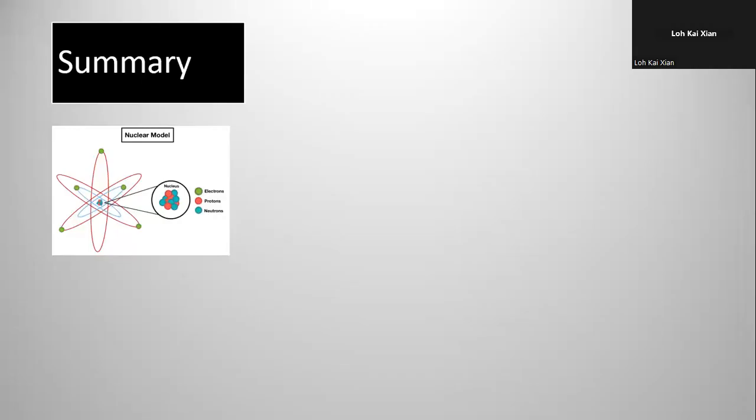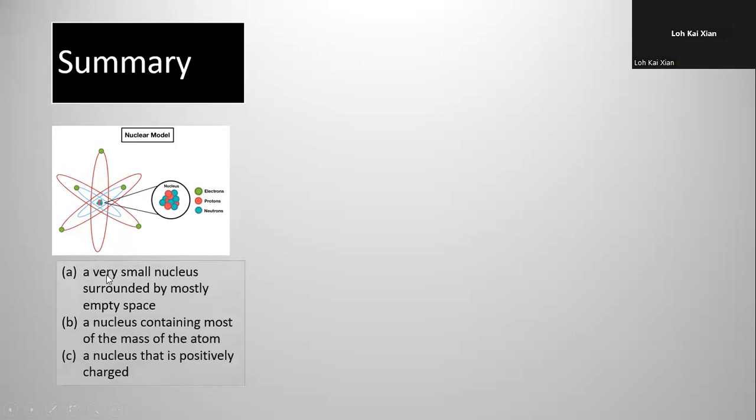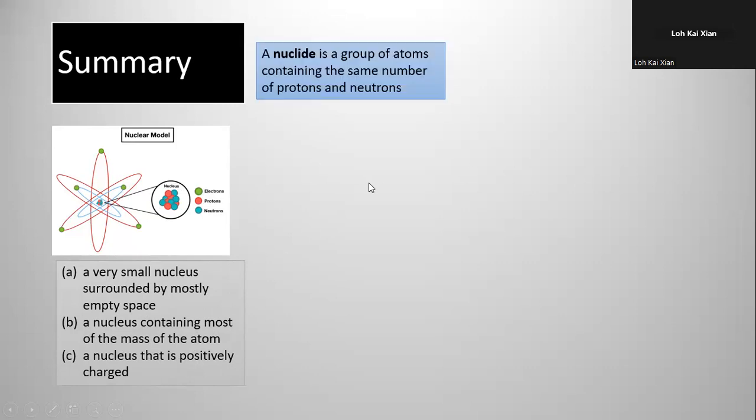Okay, let's just summarize what we have done. We have a picture of the atom. There's a nucleus there. Of course, we don't know there's a neutron. From our experiment, we know that it's positively charged. That's the conclusion: a very small nucleus surrounded by mostly empty space, a lot of empty space. The nucleus contains most of the mass of the atom, and it is positively charged. That's the conclusion we can come to from the experiment.